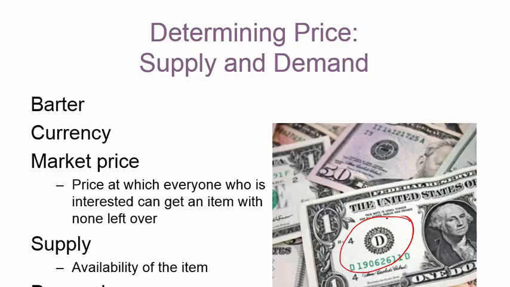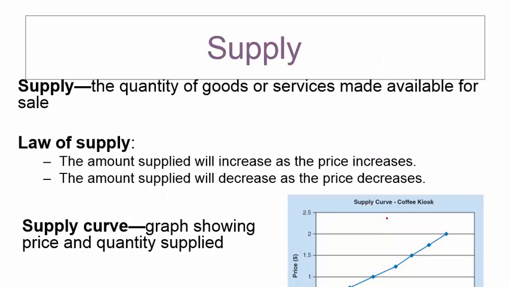Supply is what sellers are willing to provide, and it's going to be based on price. The higher the price, the more the sellers are willing to supply. Demand is the desire to acquire a product, and we're going to see that the lower the price, the greater the demand. And we're going to look for where that supply and that demand intersect, and that's going to be considered market equilibrium. That's going to be considered our market price.